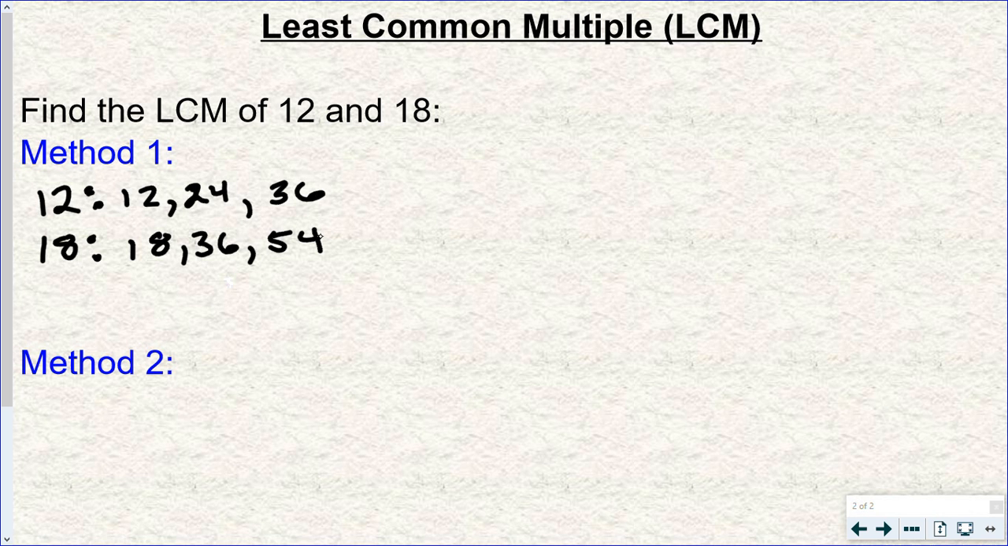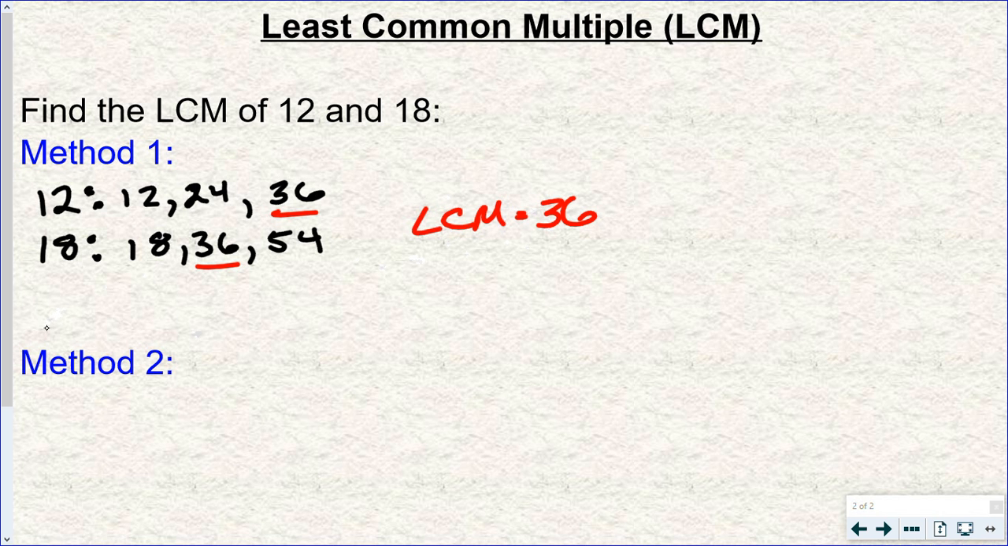And actually, I can stop. As soon as I get a common multiple, I'm done, because you're wanting the smallest multiple that they have in common. So the least common multiple is 36. Now, where you use least common multiple is when you're finding a common denominator, when you're adding or subtracting fractions. And you need to get a common denominator, you're finding the least common multiple.